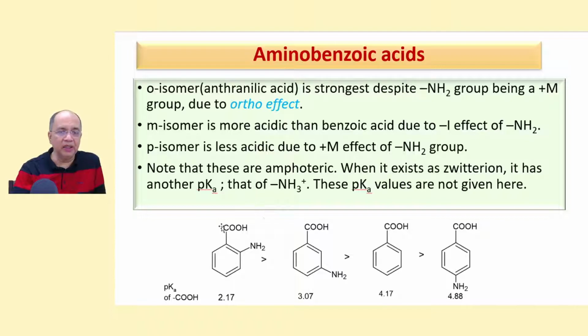Here we have taken the pK value of the carboxylic acid, not the pK value of NH3 plus. The conjugate acid of the NH2 group is NH3 plus. That is an acidic group, NH3 plus. We have not taken that. We have taken the non-ionic carboxylic acid and their corresponding values.